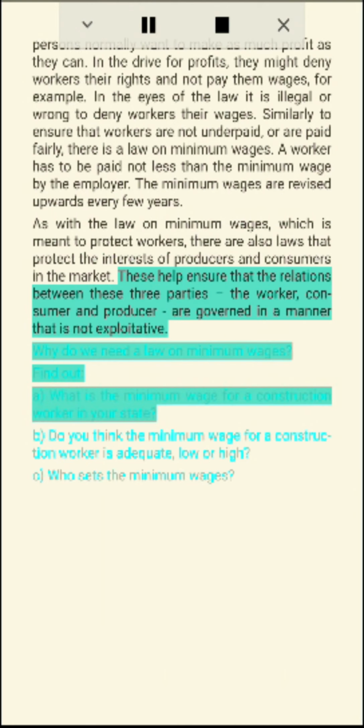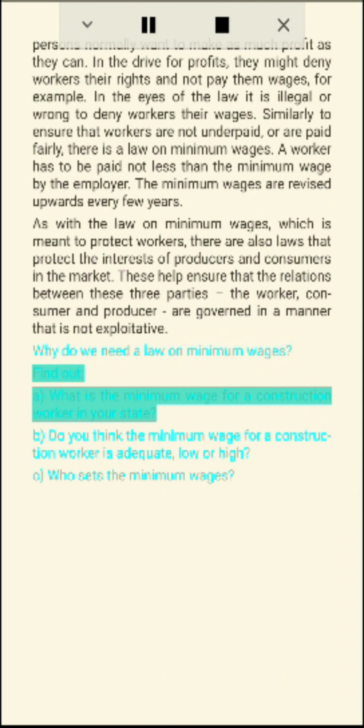As with the law on minimum wages, which is meant to protect workers, there are also laws that protect the interests of producers and consumers in the market. These help ensure that the relations between these three parties, the worker, consumer, and producer, are governed in a manner that is not exploitative. Why do we need a law on minimum wages?